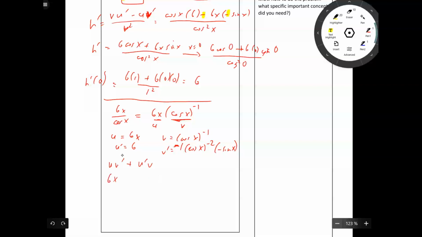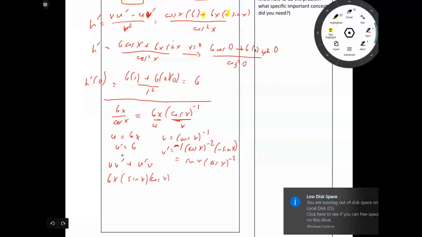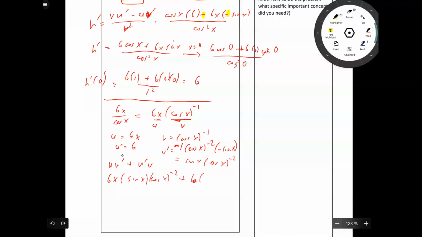So I'm going to fill in each one now. Oh, by the way, I'm going to simplify v dash a little bit. This is equivalent to sine of x times cosine of x to the -2, right? Because the negatives cancel out. So I'm going to put here sine of x times cosine of x to the -2 plus u dash, which is 6, and v, which is cosine of x to the -1. Okay, so this is my h dash, and even though it looks quite different than my h dash above, it's actually the same. And you can check that by reducing each one of these fractions separately.